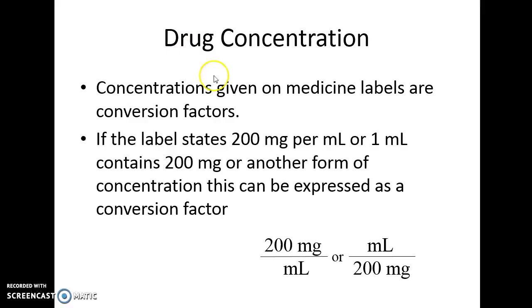When we are given problems, the problem will often give you a concentration of the drug. For instance, the label may say 200 milligrams per milliliter, or that 1 milliliter contains 200 milligrams, or some other way that they're expressing concentration. You can change that concentration into a conversion factor, because 200 milligrams and 1 milliliter essentially are the same thing. You can write it as a conversion factor and flip it if you need to for unit cancellation.